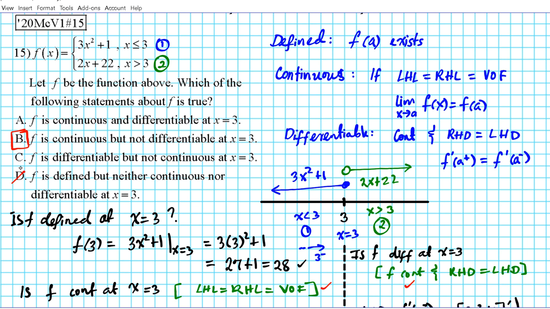Now I have a question for you. Is it possible to have option C as an answer? Is it possible for a function to be differentiable and not continuous? Let us know in the comment section below what you think the answer to that question is and why.